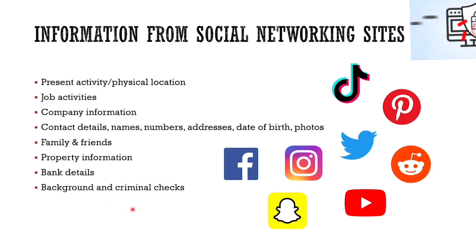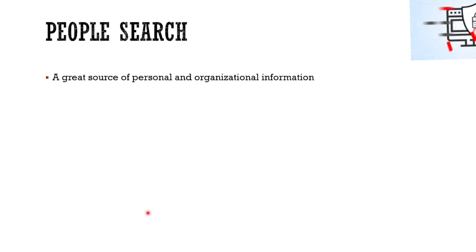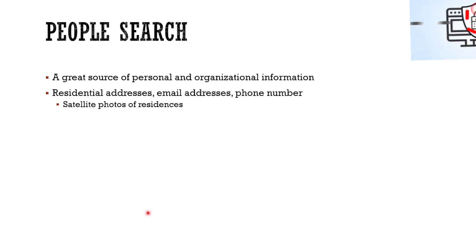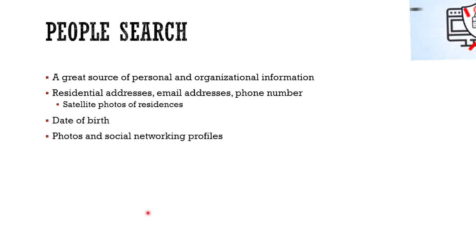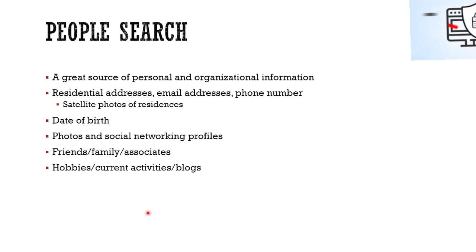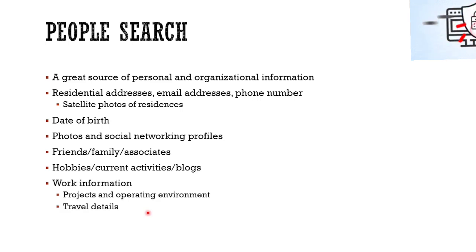We can also do people searches. Now, a lot of law enforcement and private investigators will do people searches, but we can, as hackers, use that as well. It's a great source of personal and organizational information. What's your street address, your email address, your phone number? Let's see satellite photos of your residence. Date of birth. Let's take a look at pictures of you. Look at your social networking profiles. Find information about everyone around you. What are your hobbies and your current activities? What are you blogging about? Or work information, like where are you traveling? Projects you're working on, your operating environment.